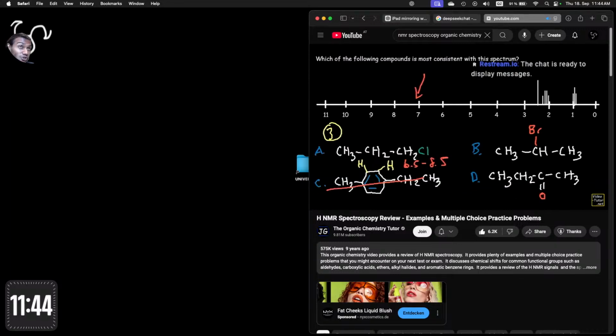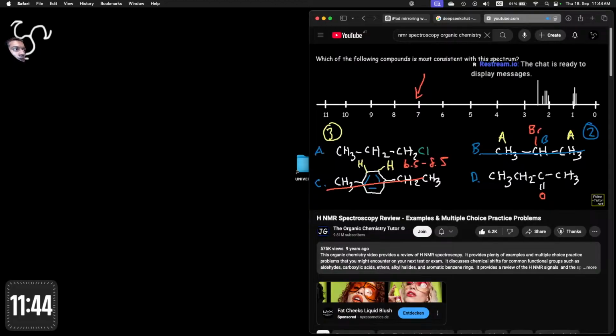Now, if we look at compound B, notice that the methyl groups are identical to each other. And so compound B only has 2 different signals. But here, we need 3 different signals. So we can eliminate compound B. So we're between D and A. If you notice, both D and A have 3 different signals. This is signal A, B, and C, and so forth.